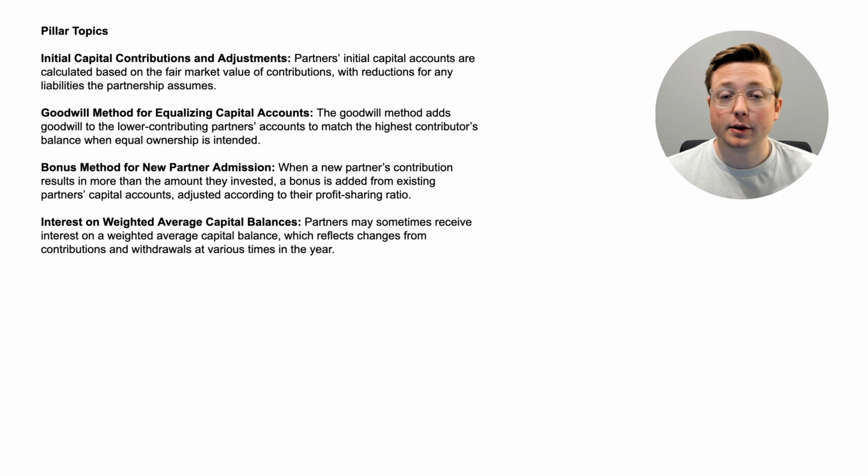All right, here we are at the pillar topics. Again, this is kind of a summary of the most important things that you learned from the questions. So you might write down something different than I did, but again, this is a summary of the pillar topics that we just went over. First, initial capital contributions and adjustments. Partners' initial capital accounts are calculated based on the fair market value of contributions, with reductions for any liabilities the partnership assumes for that partner.